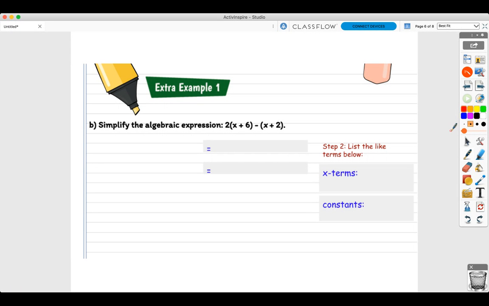Maybe you want to pause the video and try this one out on your own too, all right? So just like we did the last problem, you're subtracting here. So you want to write that negative 1. Now let's do the problem. 2 times x and 2 times 6. That's going to give you 2x plus 12. Negative 1 times x and negative 1 times 2. It's going to give you negative 1x minus 2. Remember, negative 1 times x is negative 1x. Negative 1 times positive 2 is negative 2.